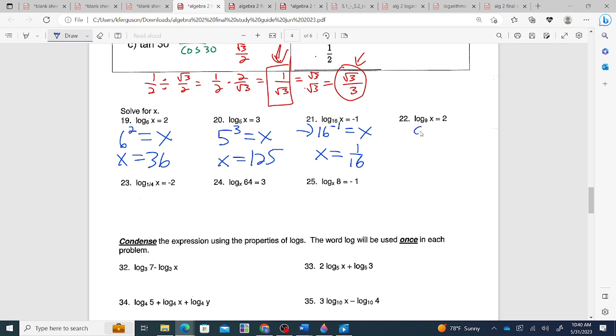So right here, I've got, what is that, log of 9? Thank you, sir. So that's 9 to the second power. 9 to the second power equals x. So that's going to be x equals 81. Then what about 23? I'm going to have 1 over 4 to the negative second power equals x. So what does x equal?